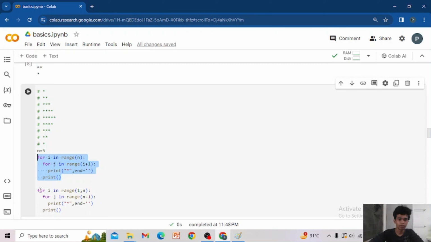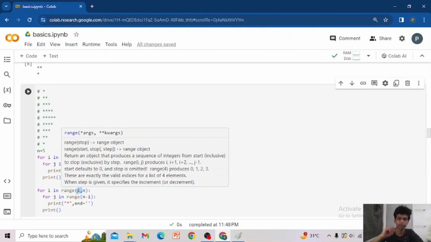Now for i in range of 1 to n. Why 1 to n? Because see here, it starts from 4 stars. It is not starting from 5 stars. Just observe carefully. This line is starting from 4 stars, not 5 stars. If 5 stars, we would start from 0. But since it is 4 stars, we start from 1.